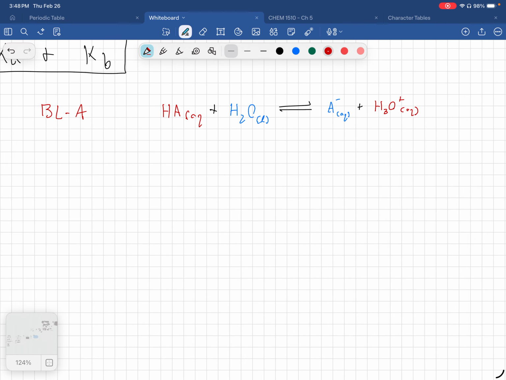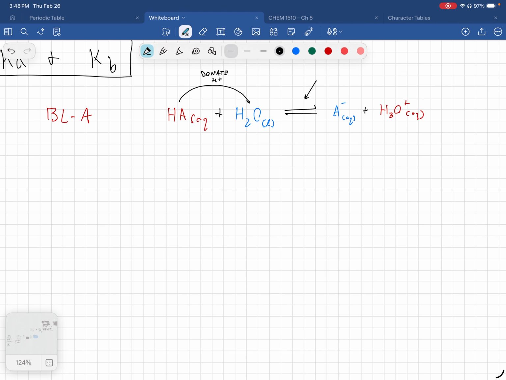So we're looking at the ability for our acid, HA, to donate H+ to the Bronsted-Lowry base and convert itself to the Bronsted-Lowry acid. This should look familiar, right? You'll note these arrows that I drew here.